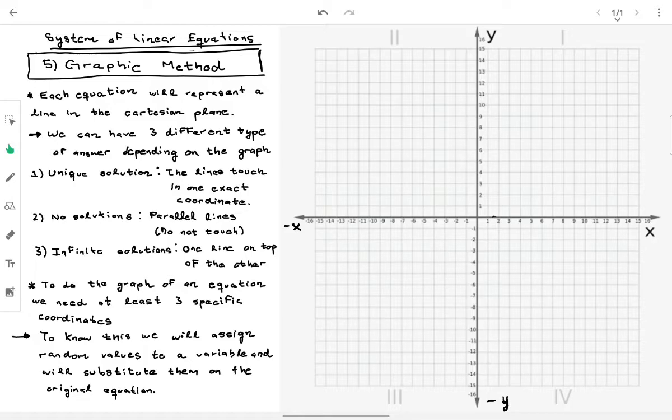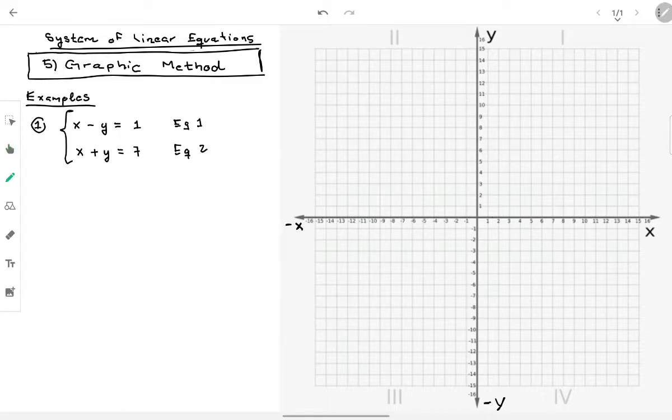So how do we do the graph of the equation? It's going to be kind of easy. We will need specifically 3 points to draw a line. And how do we know these 3 points? We will assign random values to a variable, and substitute them in the equation to know the values of the other letter. That means maybe I can put values to x and see in the equation what the values of y are for those values of x. So let's see some examples to get a clear view of the graphic method.